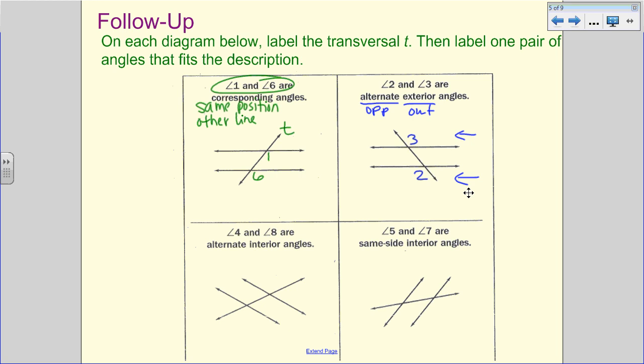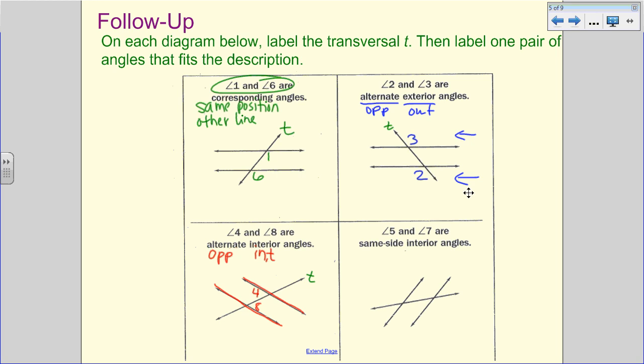Angle 4 and angle 8 are alternate interiors, so opposite sides. But this time, we're on the interior. Now, what I forgot to do here, guys, is we've got to mark our T. We've got to mark our transversals. So here's our transversal. It's kind of a line that's running in the opposite direction of the others. So I need to be on opposite sides, so I'm either going to be above or below the transversal, but I need to be inside the two lines. So if these are my two lines, I need to be inside them, so I'm going to put angle 4 here. I need to be on the opposite side, so instead of being above the transversal, I'm below the transversal. So there's where angle 8 goes.